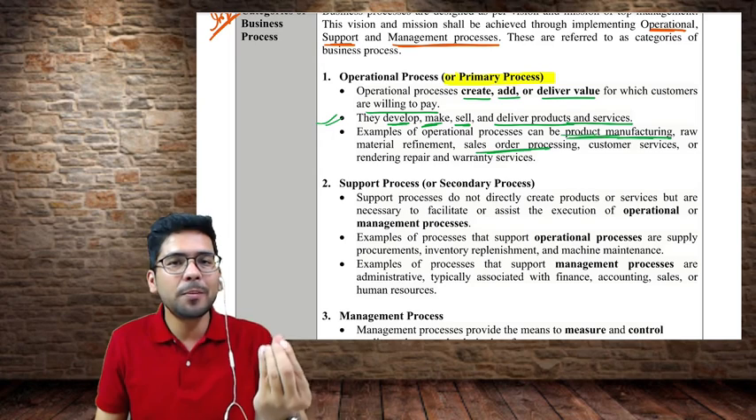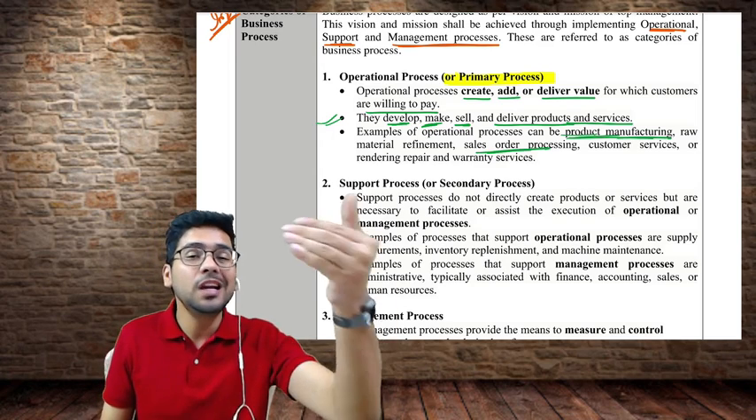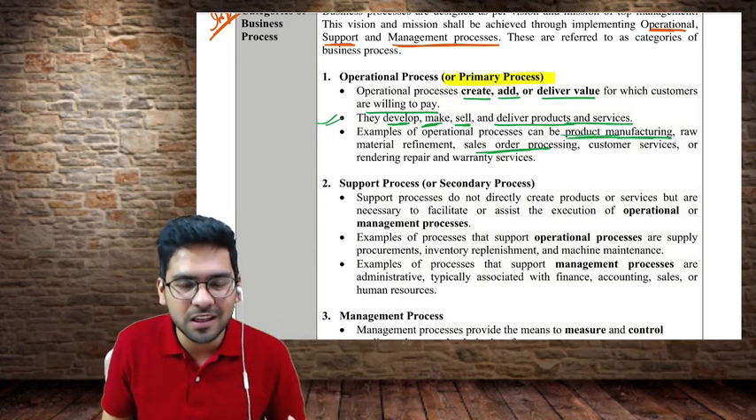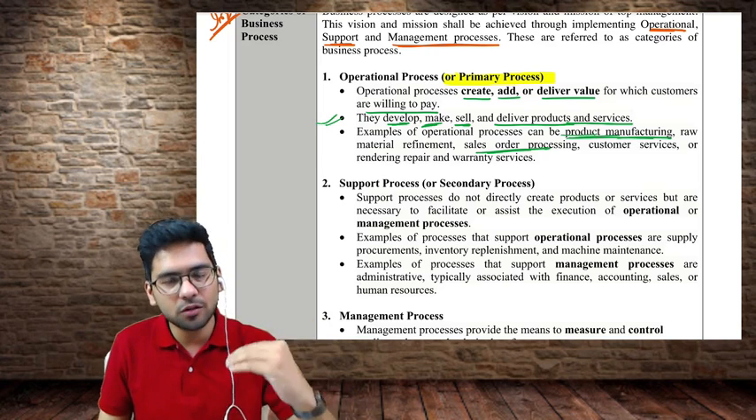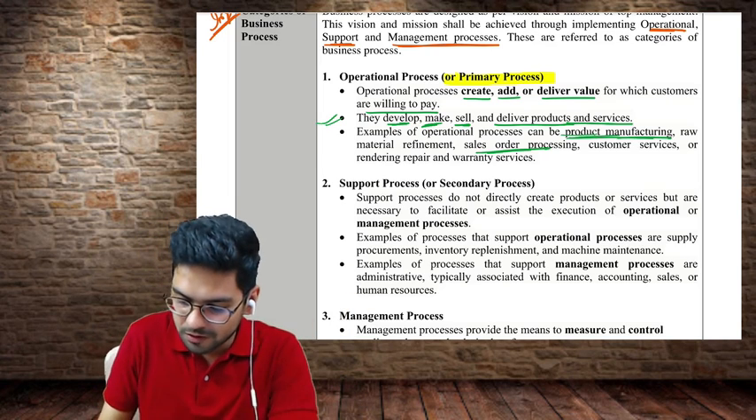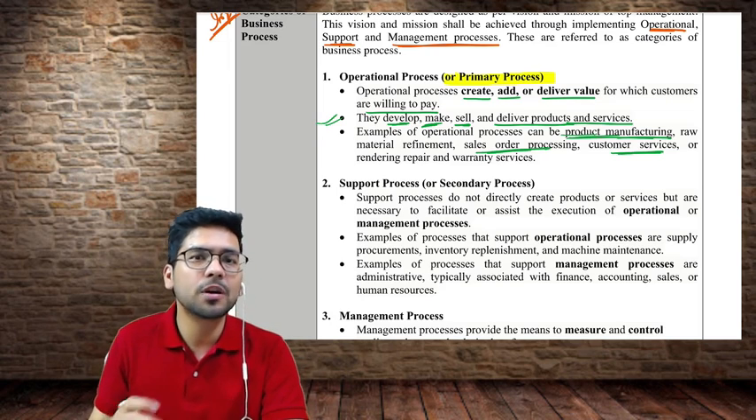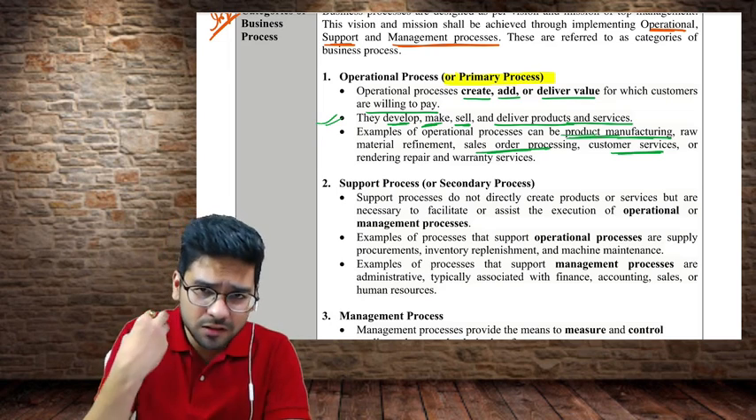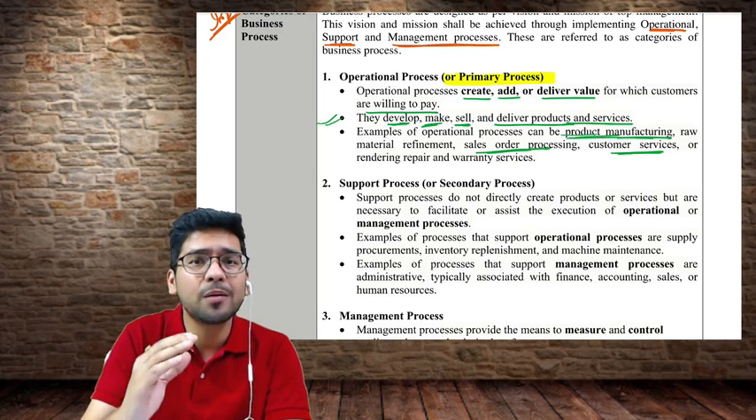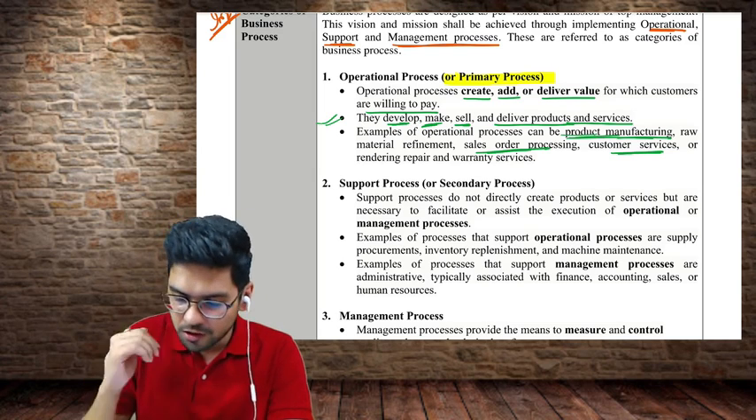Obviously the customer will be able to have the product only when he places an order for the sales, right? So sales order processing is also an operational process. Then customer services. Once he buys the product, let's say we have to do some installation, we have to provide him with certain services, then this is also a primary process. This is also an operational process.